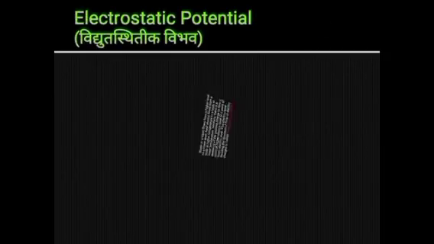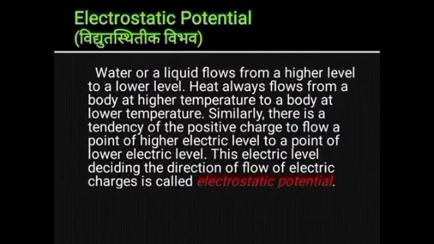Next, electrostatic potential. When water or a liquid flows from a higher level to a lower level, heat always flows from a body at a higher temperature to a body at a lower temperature. Similarly, there is a tendency of the positive charge to flow from a point of higher electric level to a point of lower electric level. This electric level deciding the direction of flow of electric charges is called electrostatic potential.